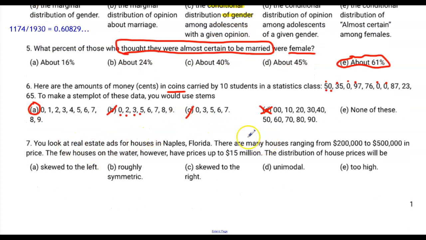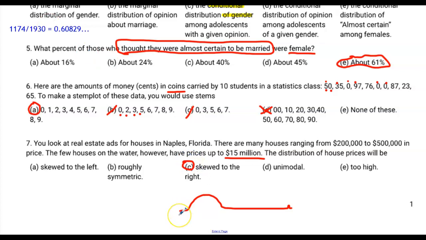For number 7, it talks about house prices from 200,000 to 500,000. There are some prices that are up to 15 million. Those are the big mansions. The distribution will be, well, you have a lot of data down at the low end of the scale, but at the high end of the scale, you're going to have like 1 or 2 that's super, super expensive. Looks to me that there's a big tail to the right. If there's a tail to the right, we talk about skew to the right.